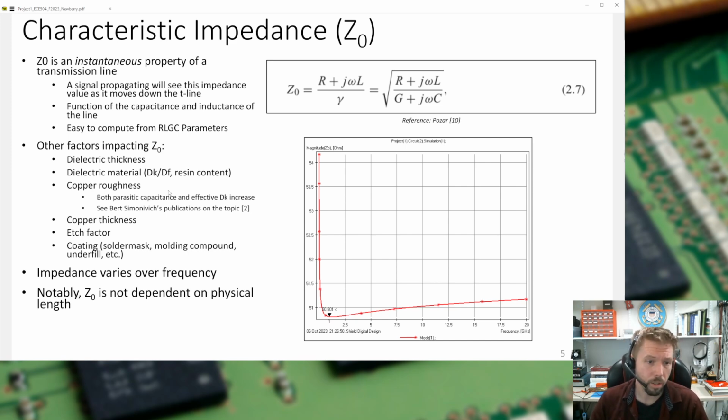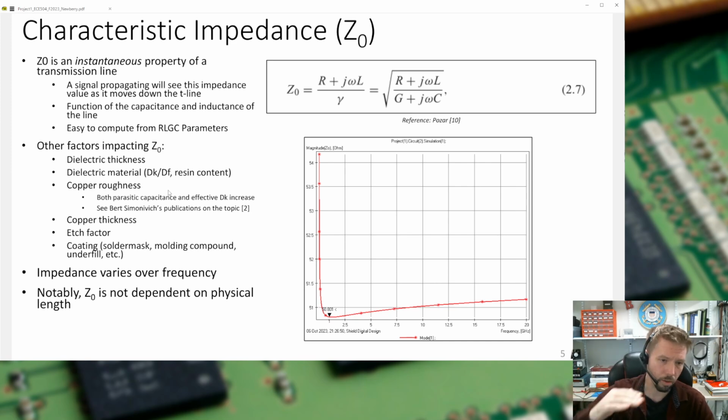Copper roughness actually does have an impact on characteristic impedance because of the fact that parasitic capacitance causes an increase in the effective dielectric constant. So if you read Bert Simonovich, he talks a lot about that property, that phenomenon. The copper thickness does have an effect on characteristic impedance.